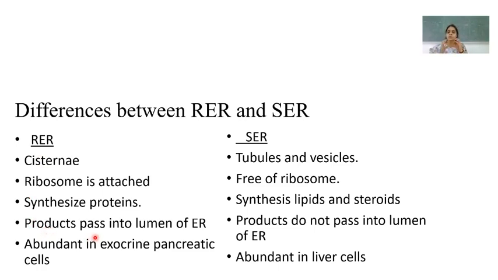So in between those spaces you have cisternal spaces and all. So there's a lumen where these products will move and get modified. So proteins get modified, and by means of transport vesicles it buds off from the cristae and then moves to Golgi for further modification. Whereas in SER, products do not pass into the lumen. RER is most abundant in exocrine pancreatic cells where more and more proteins are required, whereas SER is abundant in liver cells where more lipid synthesis is required.